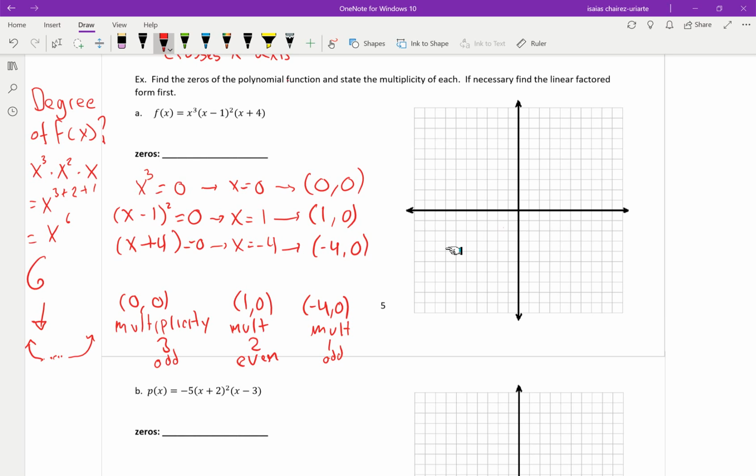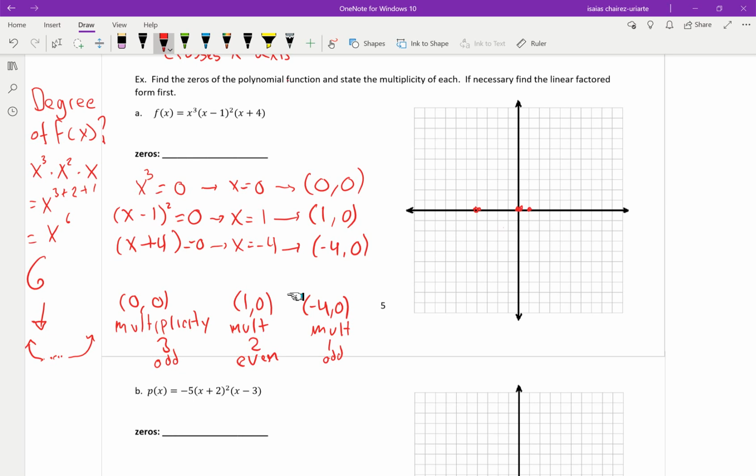Okay, let me see if I can sketch it. Now I have a lot of information about my graph. I know that my graph is supposed to resemble a U that opens upward. It hits the x-axis at negative 4 comma 0, at 0 comma 0, and at 1 comma 0. And remember that if your multiplicity is odd, you cross the x-axis. If your multiplicity is even, you just touch the x-axis and bounce off of it. So let's put all of this together. That's negative 4 comma 0. This is 0 comma 0, the origin, and 1 comma 0.